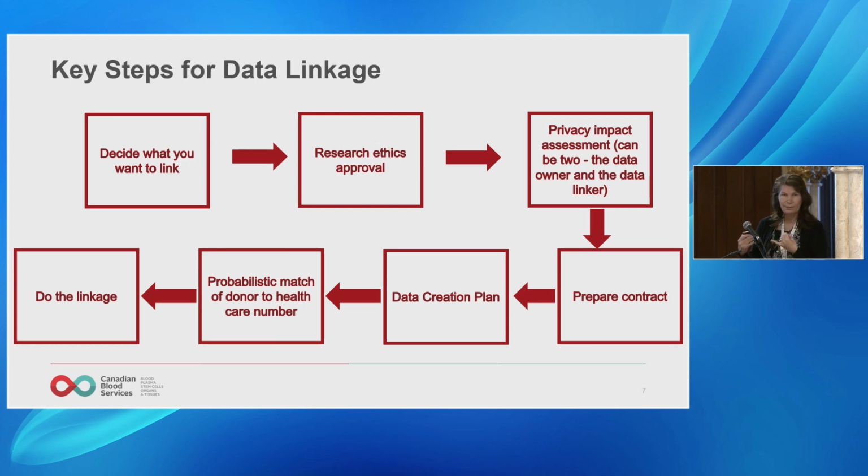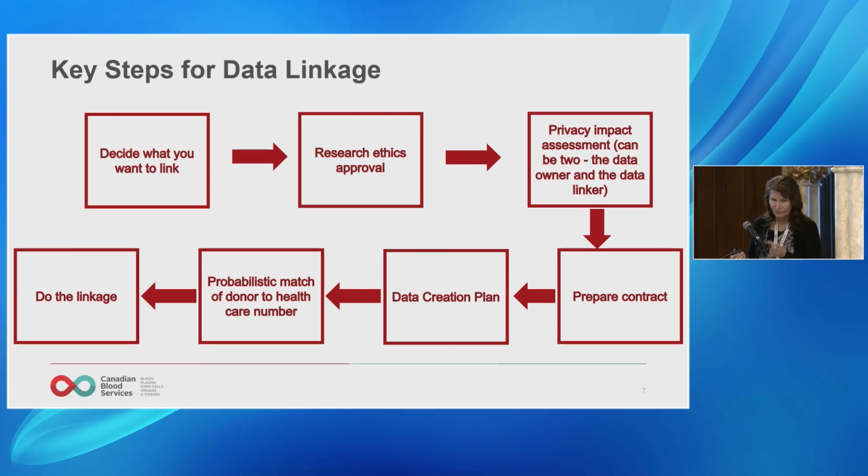There has to be a privacy impact assessment. But in our case, and I think most commonly, there will be two. One is the privacy impact assessment of Canadian Blood Services, because we are providing the donor identifiers to another organization. Also, there is a privacy impact assessment from ISIS, because they are sharing certain data with us. So there's two. And in our case, we do ours before we do the research ethics. So we do privacy impact, then you do ethics, then you go to ISIS and they do their privacy impact. Then you do the contract, then there will be a data creation plan, and then they do the linkage.